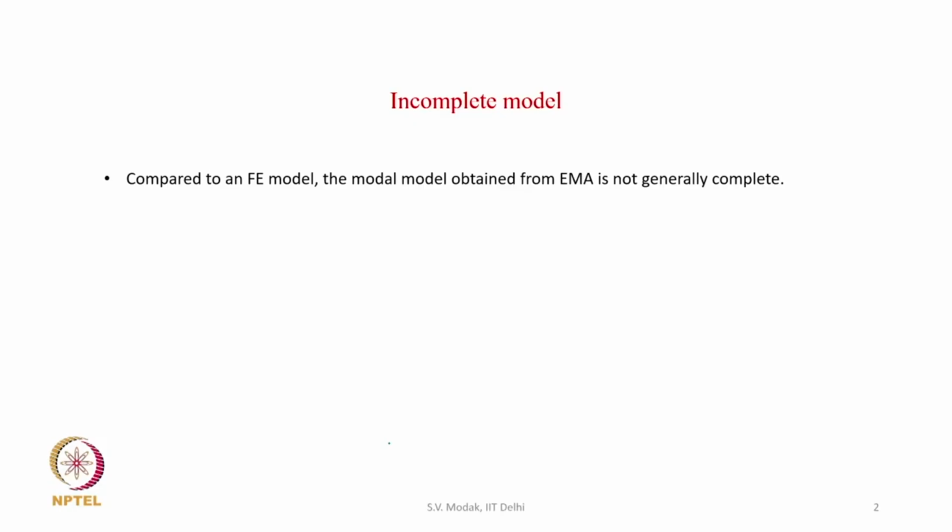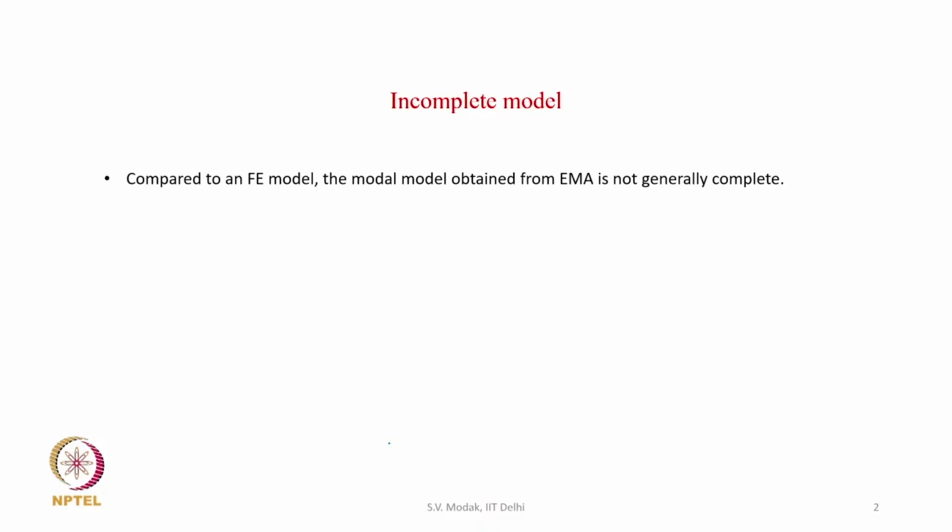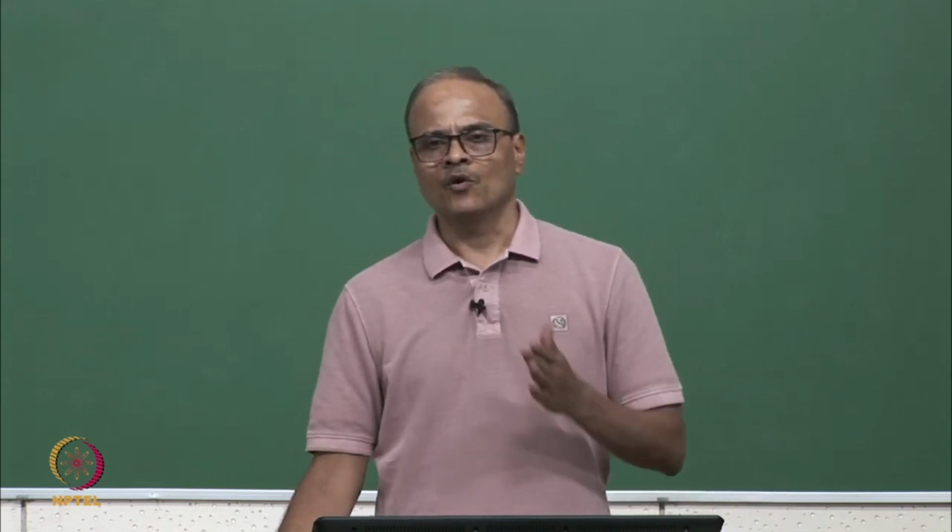So, before we talk about these applications, let us try to understand why it is said that the experimental model which is obtained is an incomplete model. Compared to an FE model, the model obtained from EMA is not generally complete. If you look at the FE model, the degrees of freedom of the FE model could be N, capital N, and the model obtained from EMA when compared to this degree of freedom is generally incomplete, and it is incomplete because of two reasons. One is referred to as coordinate incompleteness and the other is referred to as model incompleteness.